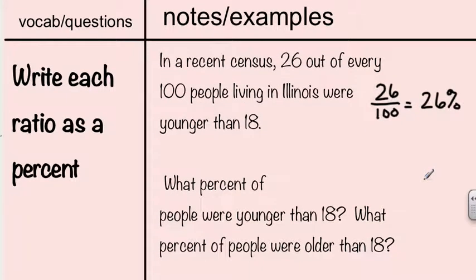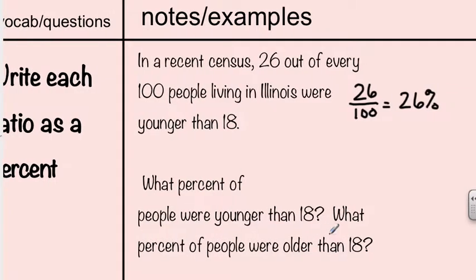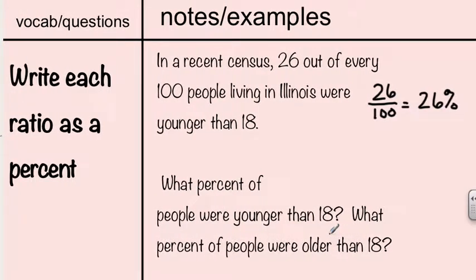The next question changes it up a little bit. What percent of people were older than 18? Well, if 26 were younger, we'll say what percent of people were 18 or older. What percent would that be? Well, that would be whatever percent is left over to get me up to 100. So 100 minus 26 would be 74%.